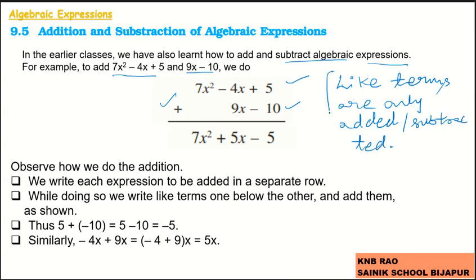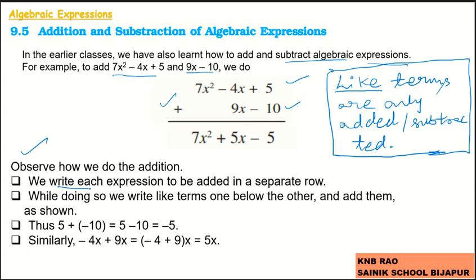So this is a very important point which you have to remember. If you want to add any two terms, you should see whether they are like terms or not before adding or subtracting them. So only like terms can be added or subtracted. In these two different algebraic expressions, I am looking for like terms and writing like terms under like terms. So it is a procedure.